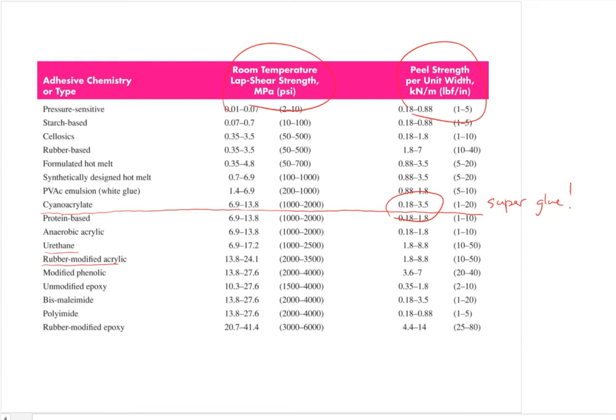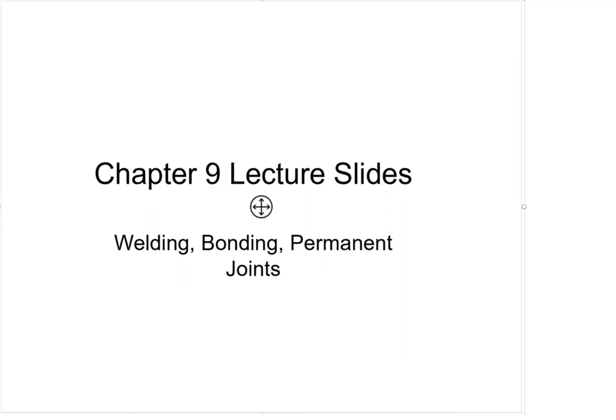And that basically concludes this chapter. That was welding, bonding, permanent joints. That certainly didn't take 2 hours and 50 minutes. So this is sort of a partial course lecture, but I hope it was informative for you. I've got to reattach my keyboard here to stop the recording, and we're going to move on to chapter 10 next.